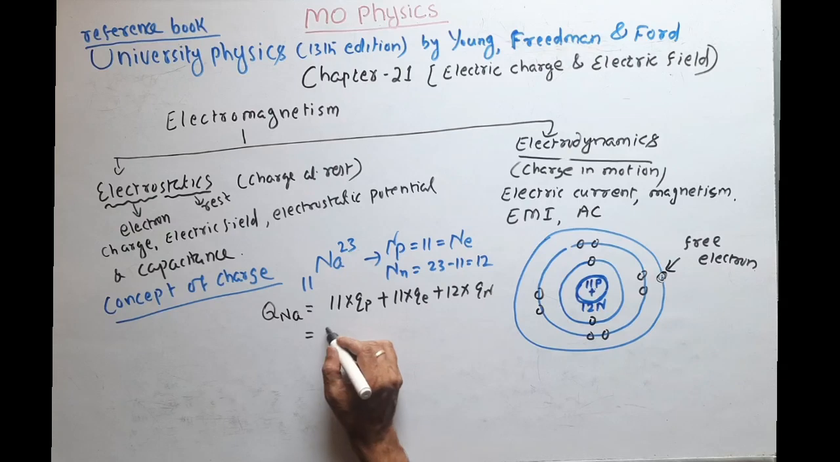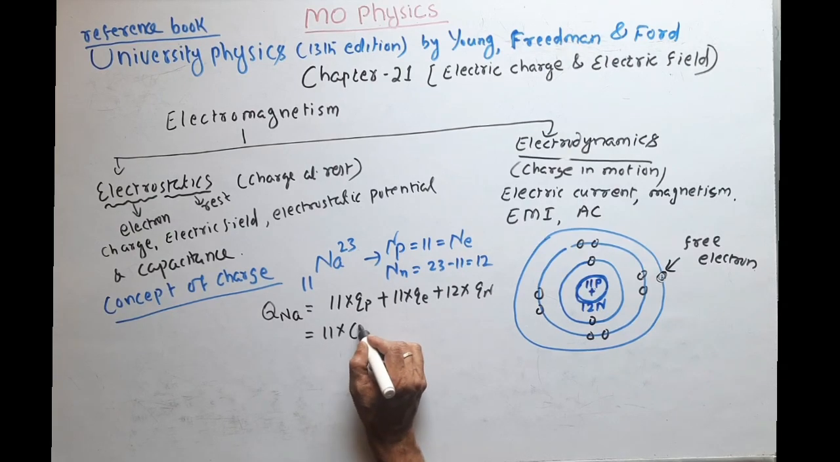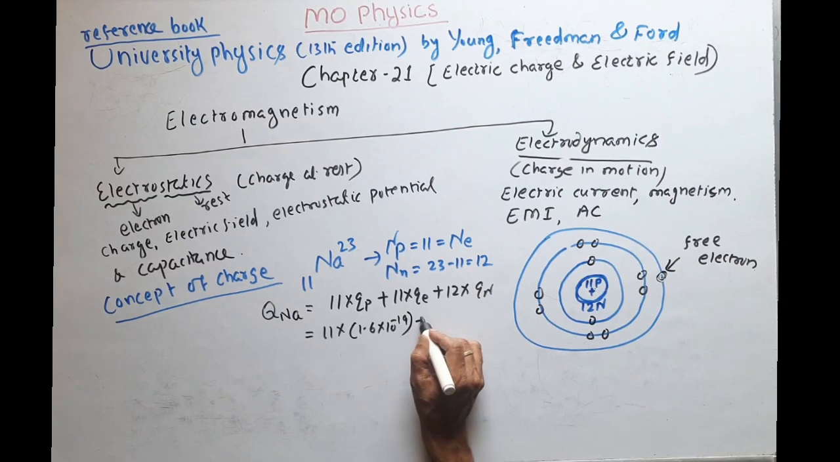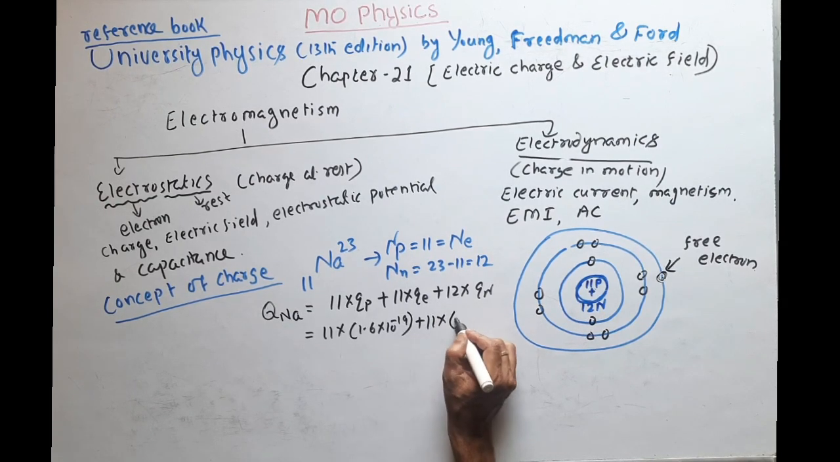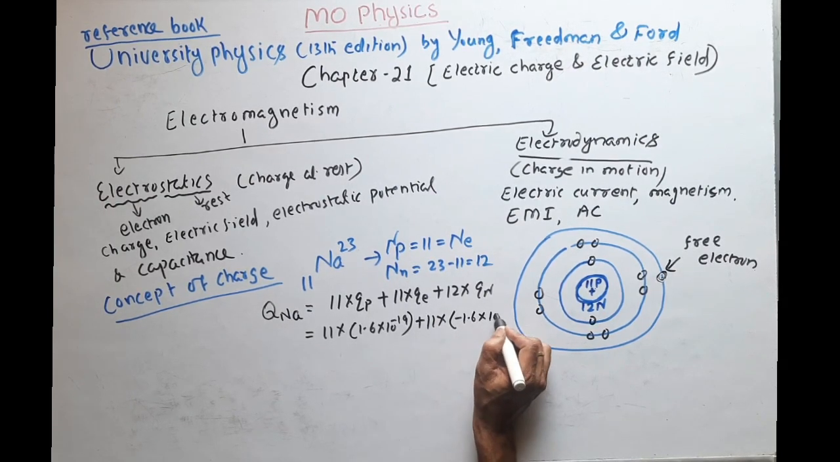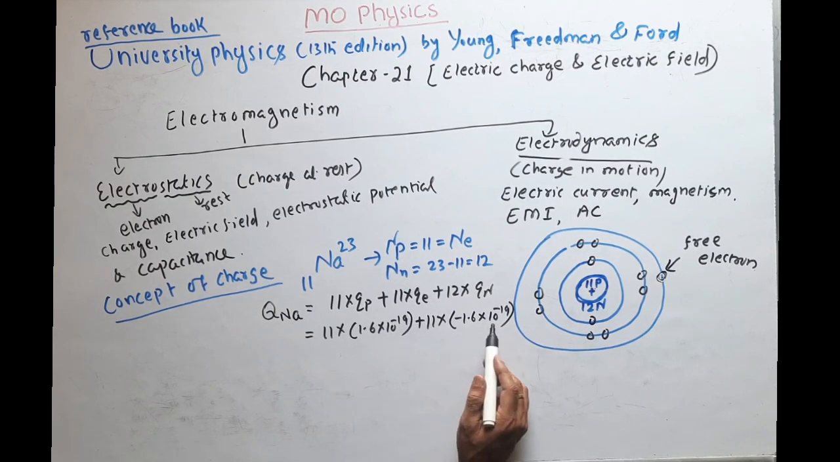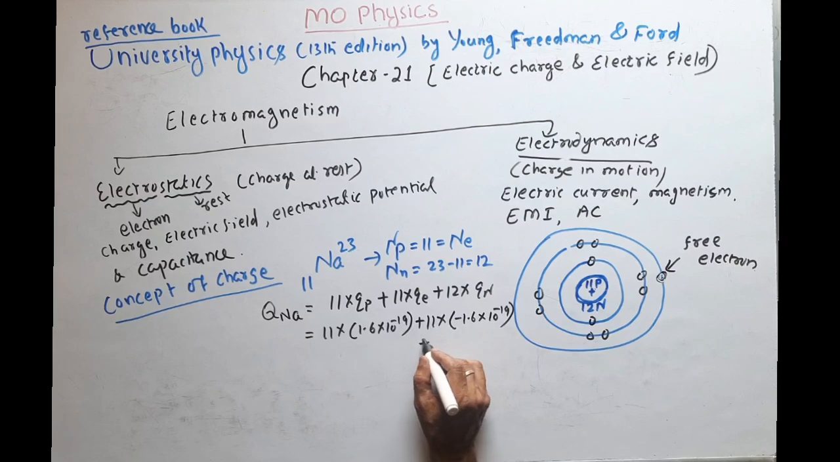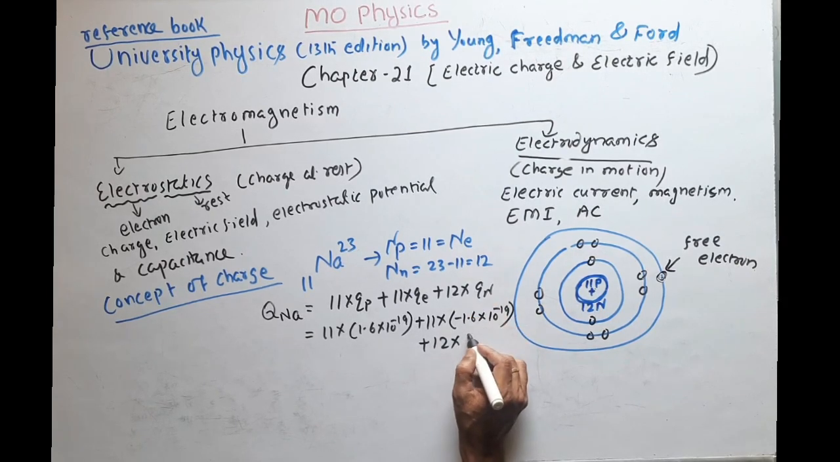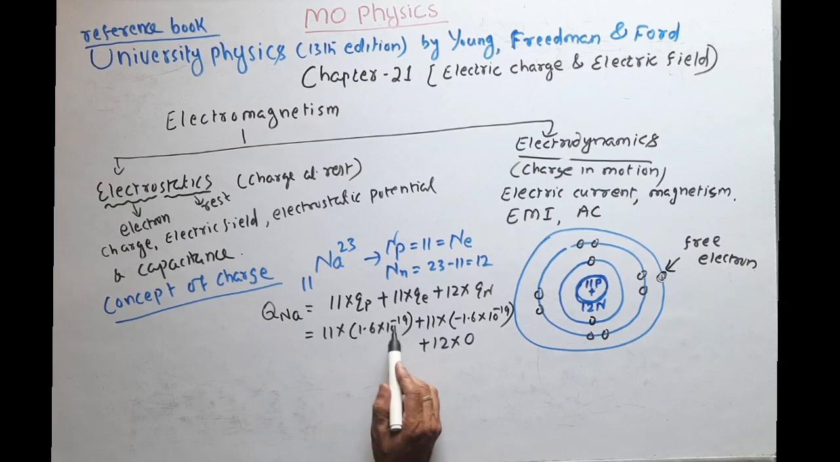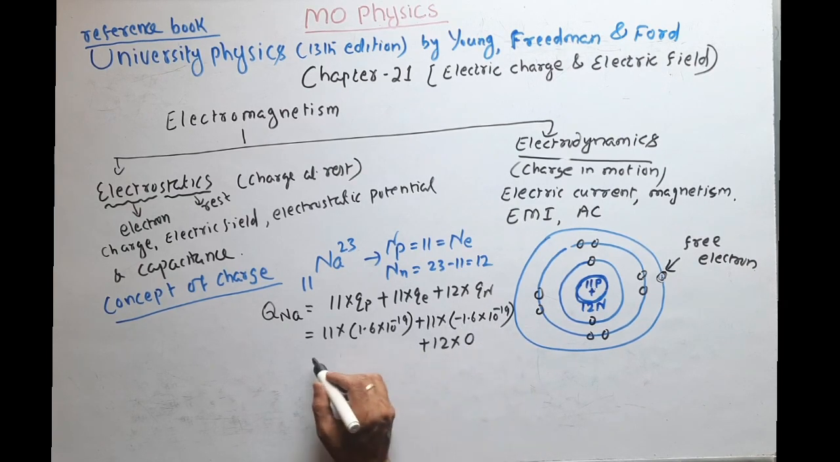So you see 11 into, what is the charge of proton? We know 1.6 10 to the power minus 19 coulomb. And what is the charge of electron? Minus 1.6 10 to the power minus 19 coulomb. Charge of proton and charge of electron are same but both are opposite. And that is 12 into, what is charge of neutron? 0. Now you see, this is plus 11 into this is minus into 11 into this. So the total charge of the sodium atom is 0.